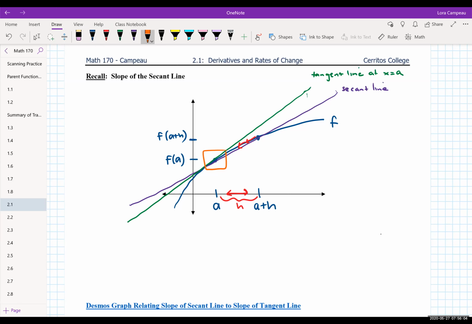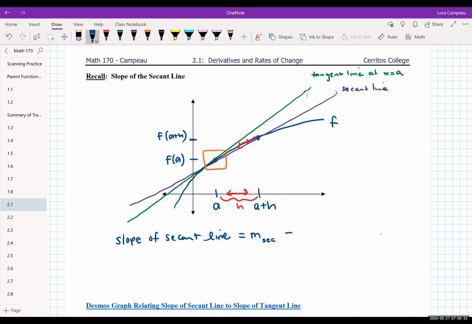But let's remember what we did. Let's see if we can go through this one more time. Remember, if you're actually labeling the slope of the secant line, sometimes people like to use m for slope. And if we were really specific, I'd use sec as a subscript to remind myself it's the slope of the secant.